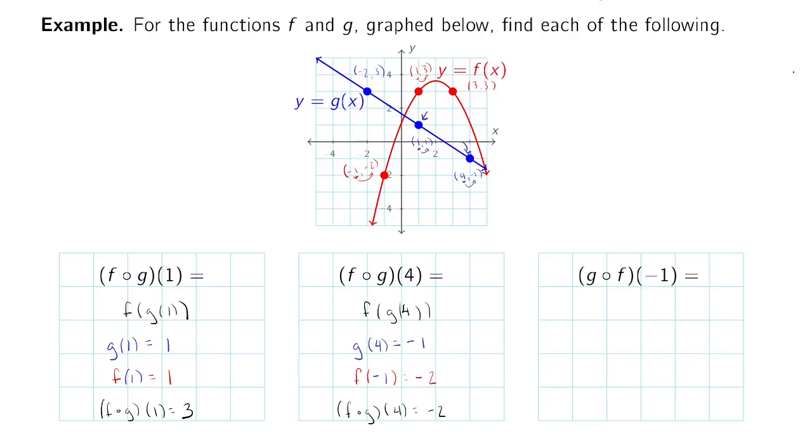Now we're going to take g composed with f of -1. So that's g of f of -1. For f of -1, well, this point has x coordinate -1. Its y coordinate is -2. So f of -1 is -2. And now we're taking g of this -2. This point has x coordinate -2. Its y coordinate is 3. So g of -2 is 3. Thus, g composed with f of -1 is 3.